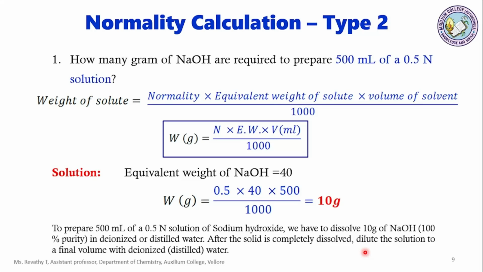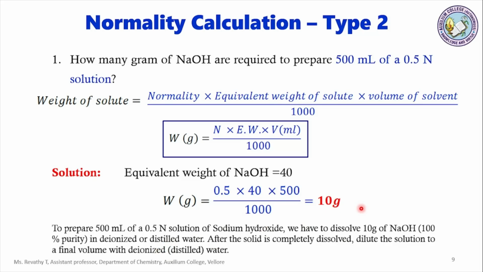Equivalent weight of NaOH is 40. Volume is 500 ml and normality is 0.5 N. On substituting all the given values, we get weight is equal to 10 gram. This problem doesn't stop here.